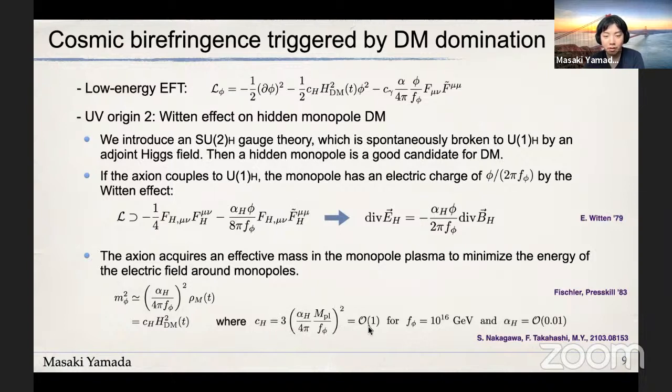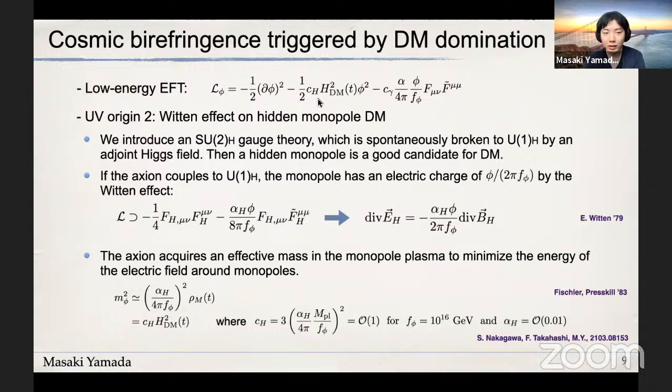And this is naturally of order unity if the axion decay constant is the GUT scale, and if the gauge coupling constant in the hidden sector is of the same order as the standard model gauge coupling constant. So this is the UV complete model for this effective mass term. And this naturally explains why we have an order 1 coefficient for the effective mass term.